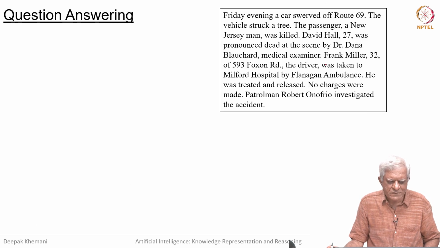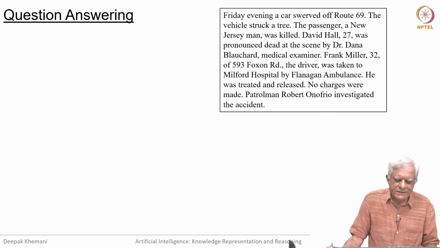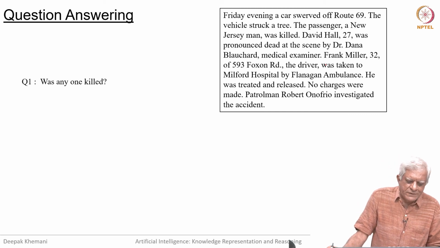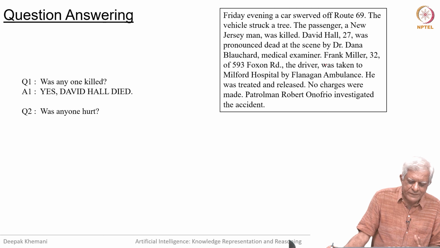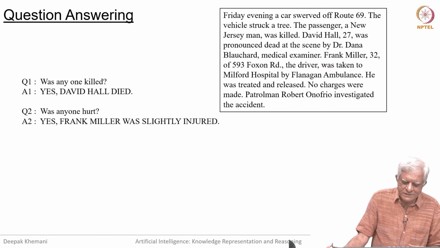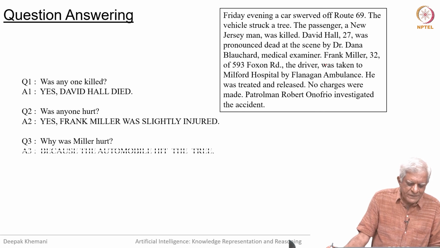So, let us look at how question answering is happening for the same story. Was anyone killed? Yes, David Hall died. Was anyone hurt? Yes, Frank Miller was slightly injured. Slightly, because he was given some treatment and released. Why was Miller hurt? Because the automobile hit the tree essentially.